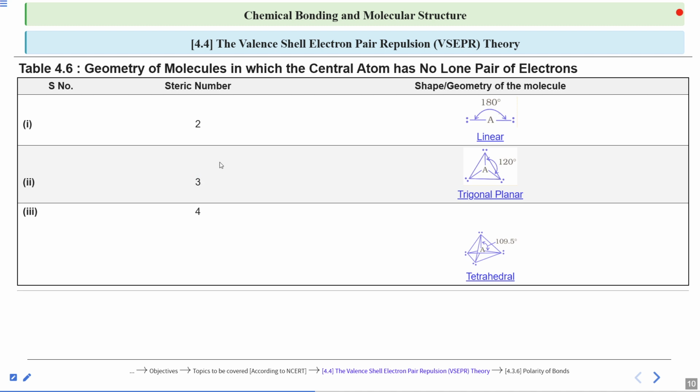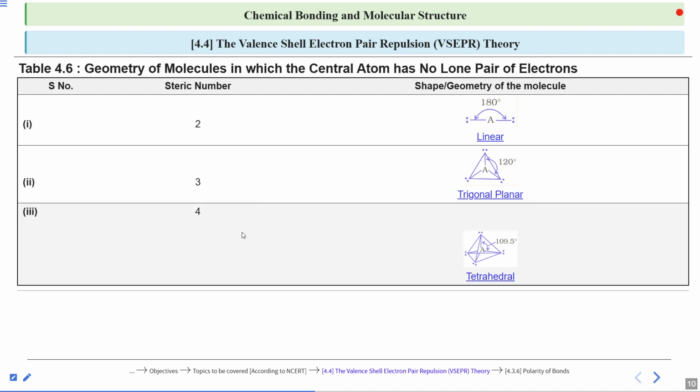If you consider the next steric number, which is 3, then the shape or geometry will be trigonal planar. Now the important part is the angle. In the case of a linear molecule, the angle is 180 degrees, whereas in the case of trigonal planar, it is 120 degrees. It's very simple to guess. Since there are 3 divisions, if you look here, there are 3 divisions, right? And the total round of angle is 360. So 360 divided by 3 will give you 120 degrees.